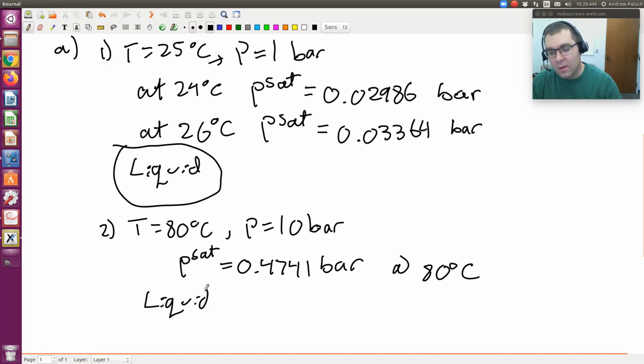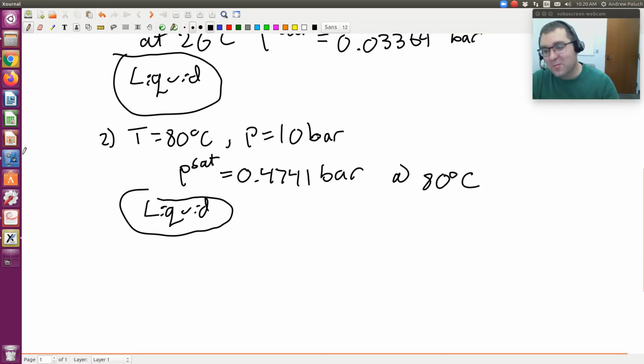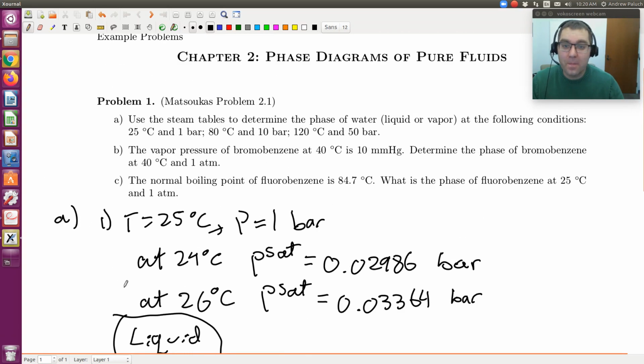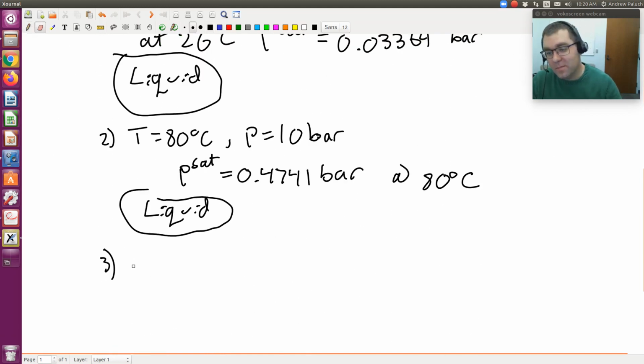Okay. All right, and at 100 degrees C, Psat is 1 bar, right? At 1 bar, water boils at 100 degrees C. So that's another one that you might, in theory, be able to answer without actually looking up any data in the steam tables. Now C. So now we're at 120 degrees C and our pressure is 50 bars.